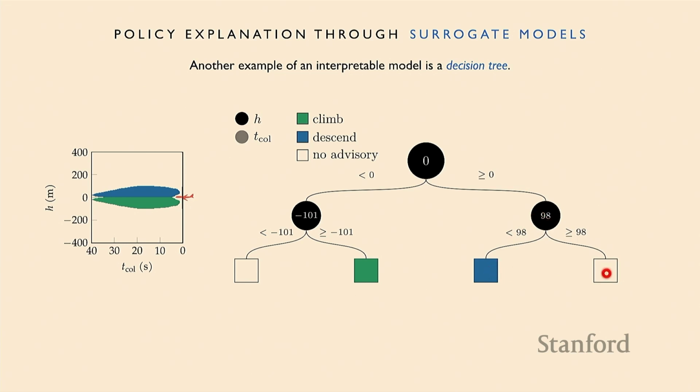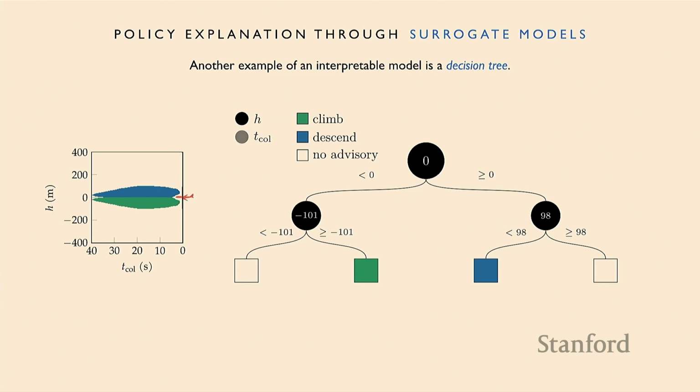If so, then we're separated enough, and we can be clear of conflict. If not, we're a little bit close together, so we should tell the aircraft to climb, and that way we'll get more relative altitude. We could do the same thing over here. We'll say, okay, we're less than 0. Are we far enough less than 0? Yes, then no advisory. Are we too close? Then we tell it to descend.